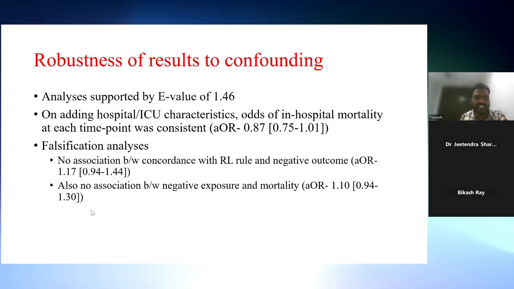So coming to the robustness of results, the analysis was supported with an E-value of 1.46, which shows that it was not changed by confounding factors. Also, they added some hospital and ICU-based characteristics. Even after that, the adjusted odds ratio for mortality was consistent, with the confidence interval just touching unity. They mention that the odds ratio is still consistent. And the falsification analysis did not show any significant association when they changed either the outcome or the exposure. The adjusted odds ratio did not show any significance.